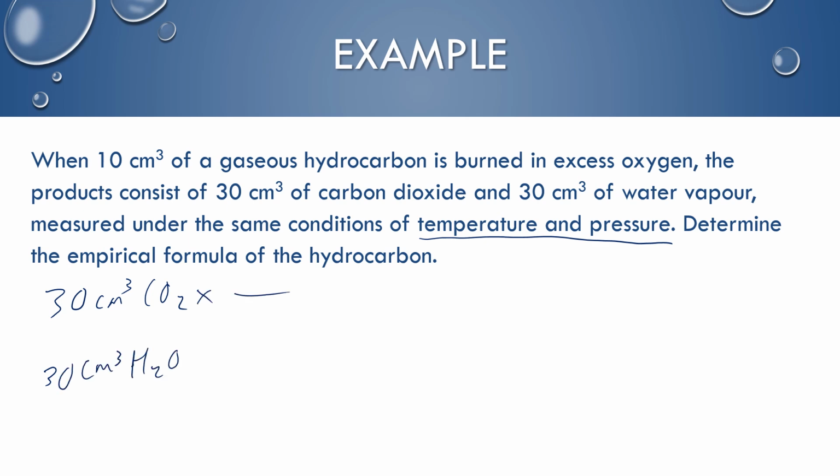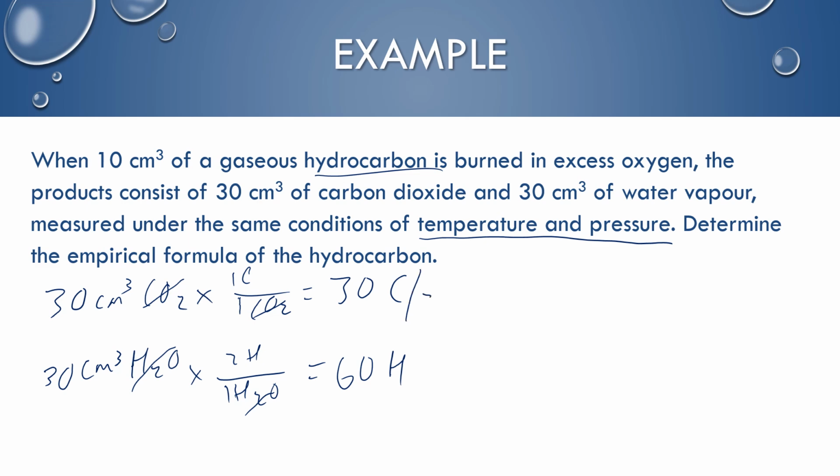So I know that for every 1 carbon, there's 1 CO2. For every 1 water, there's 2 hydrogens. Because we want to focus just on the hydrogen and carbon that make up the hydrocarbon. And so there are 30 carbons for every 60 hydrogens. Divide by the smallest. You get 1 carbon for every 2 hydrogens. So my empirical formula is CH2.